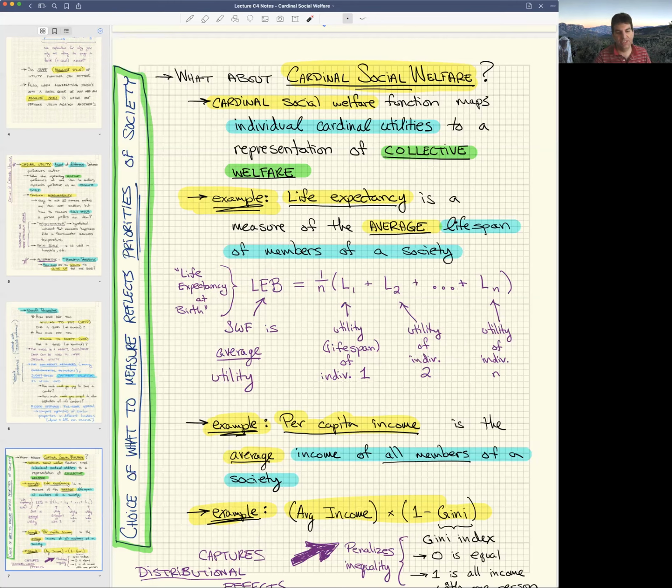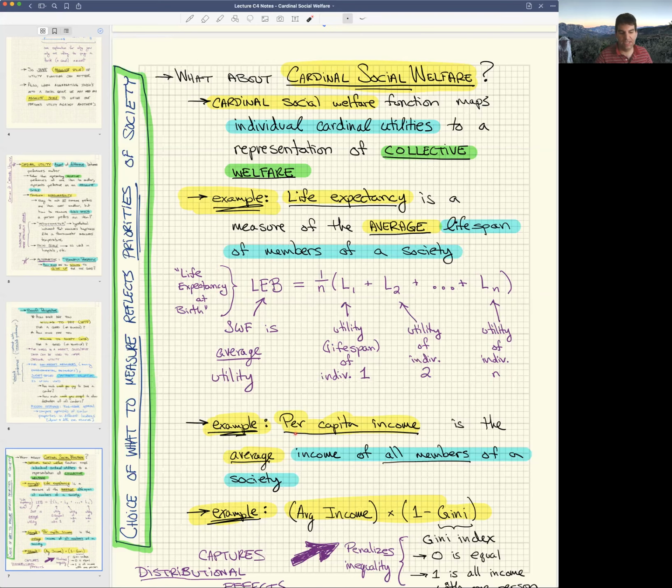You could say I've got n individuals, so n is the total number of individuals in my society. This person might live for 100 years, this person might live for 20. If I add all of these together and divide by n, then I get an arithmetic mean, which is the representation of my average utility, my average social welfare in the group: life expectancy at birth. So it has this kind of structure to it. That's one measure of cardinal social welfare: how well is the group doing? It's the average life expectancy.